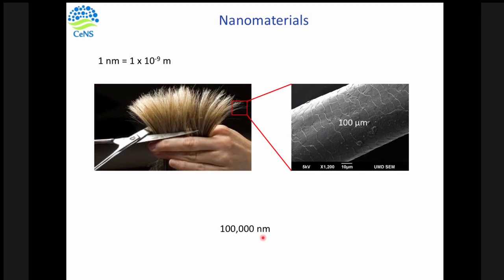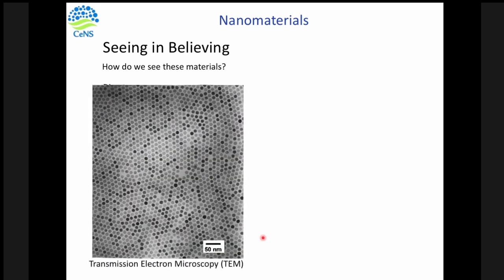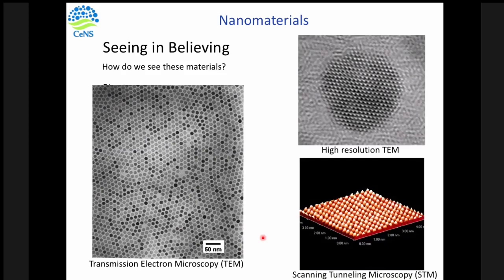So how do we see these materials? Seeing is believing, and as they are very small, there are primarily two ways: a direct way and an indirect way. In the direct way, we talk about, for example, transmission electron microscopy, where instead of photons we use electrons to see the material. Of course there are high resolution TEM, and another technique, STM. These are the carbon atoms on highly oriented pyrolytic graphite, otherwise known as HOPG.